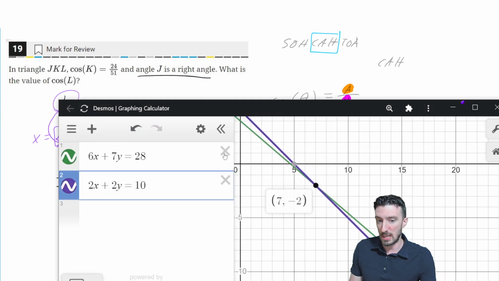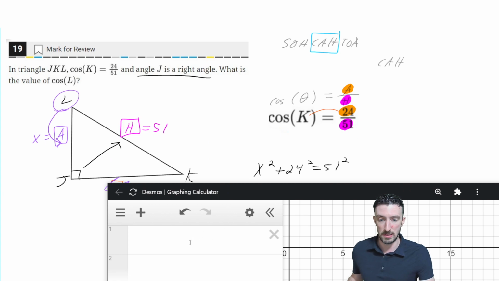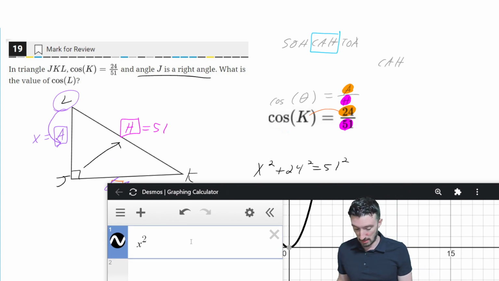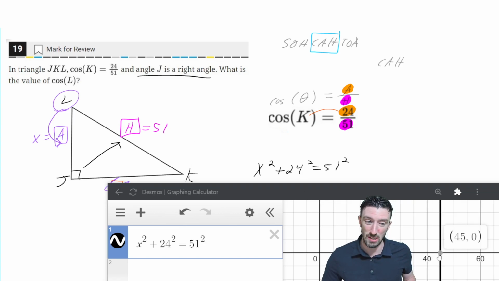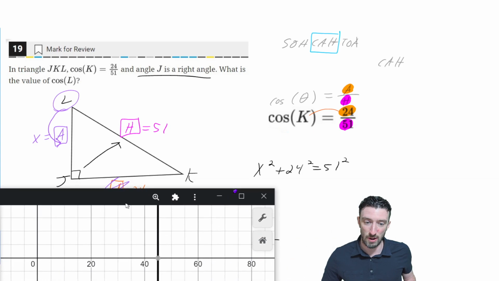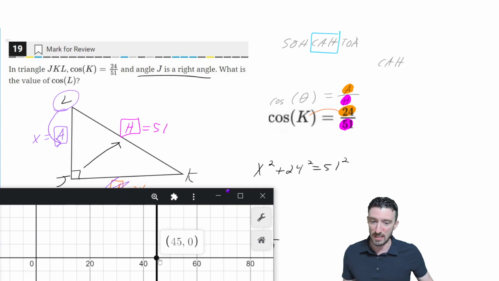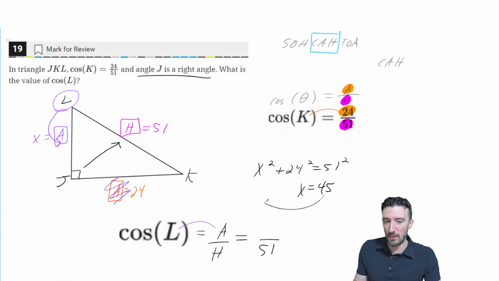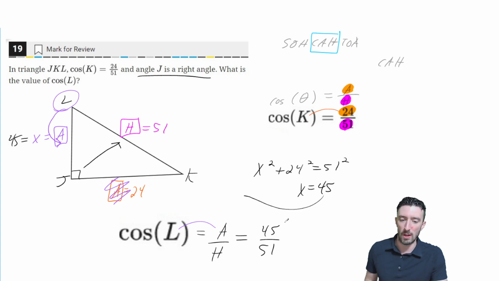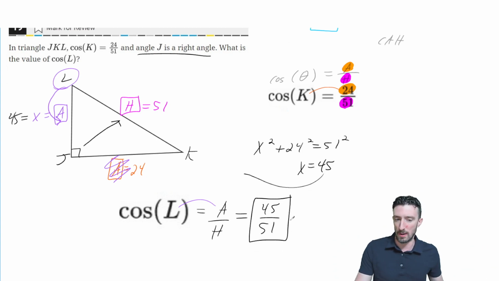Now, if I want to get the answer for X pretty quick, I can just go to Desmos and type that in. And before the digital SAT, you could not get away with something this slick. But you can actually just type in the equation. And then wherever this thing lands, that's your answer. So that means X has to be 45. Now that you know X is 45, that's the adjacent, and that's what needs to go over the 51. So the answer here is 45 over 51.